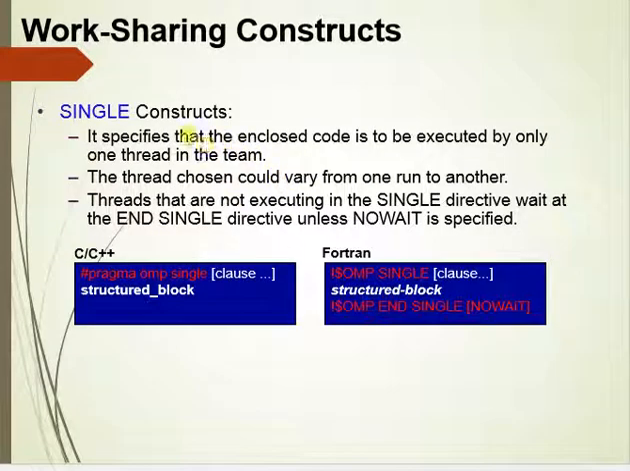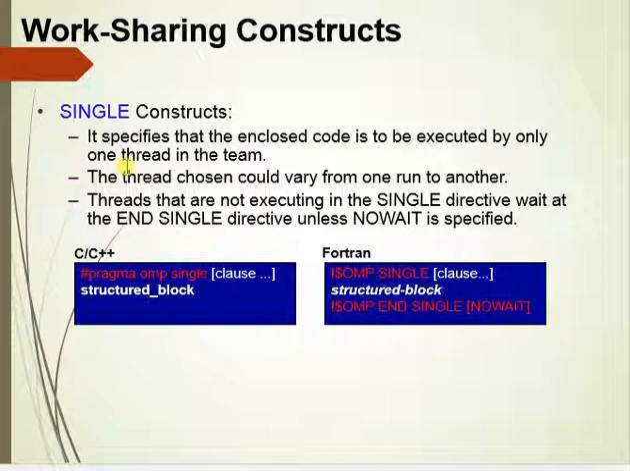This slide tells us the use of a single construct. Here is the syntax of using a single construct in C++, that is #pragma omp single clauses, followed by the structured block. In Fortran we do it like this.